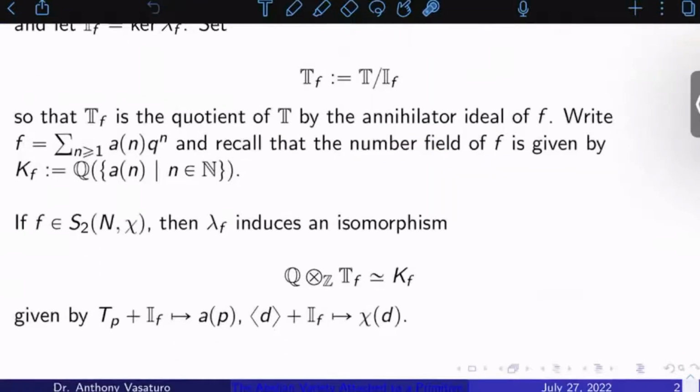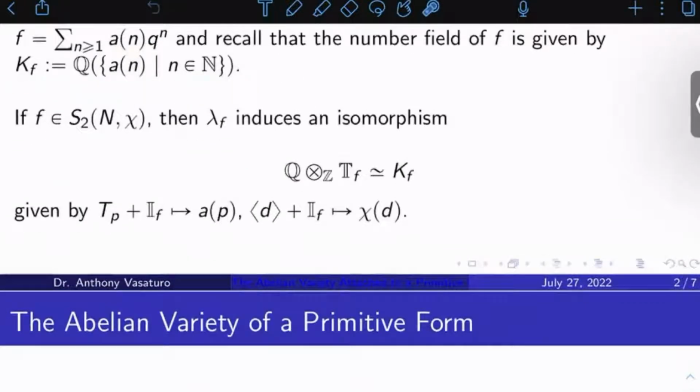Okay, so let's give f a Fourier expansion with coefficients a_n. And let's recall that the number field of f, which we'll call K_f, is Q adjoin all the Fourier coefficients a_n for each natural number n. Okay, so this we've already talked about. Now, if I get more specific with f, so if I give f a character chi, then lambda_f does induce an isomorphism as follows.